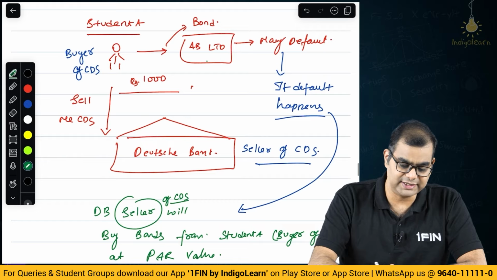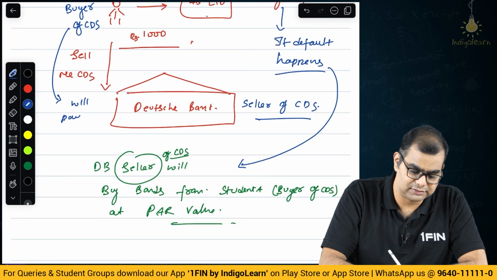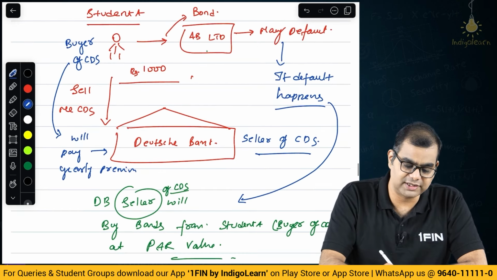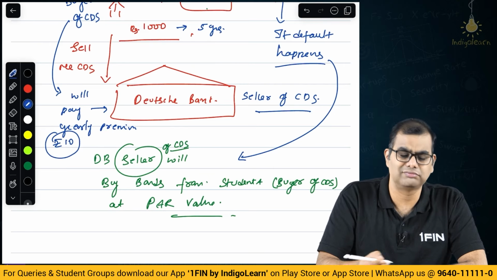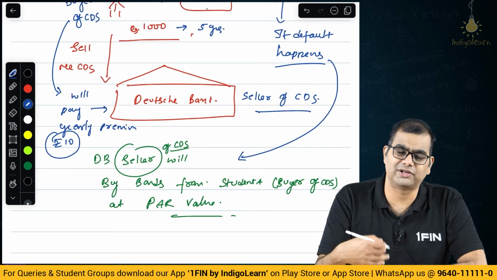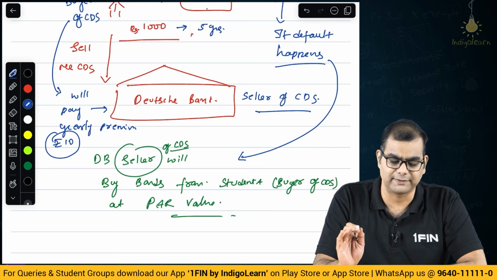For this, the buyer of CDS will pay a yearly premium. To whom? To Deutsche Bank. So, the bond is, let us say, a 1000 rupees bond, 5 years. Every year I will pay 10 rupees as premium. How much depends on credit rating, on liquidity, whether Deutsche is willing to do it, whether you are a big enough person who wants a CDS, all of that.